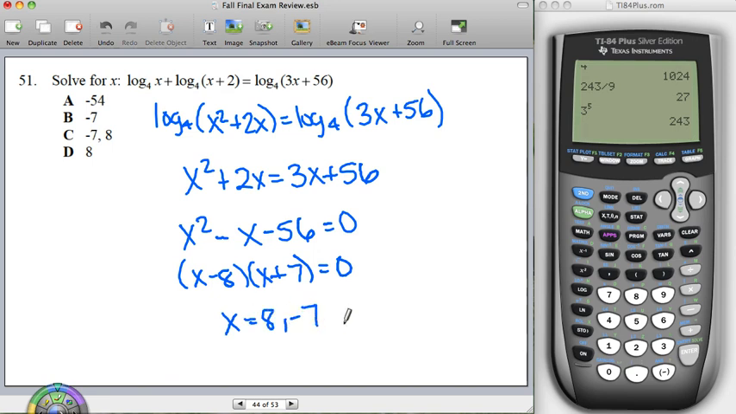Before you say that those are solutions, double check them, just like we had to do with number 50. If I take negative 7 and plug it in, you're taking a log of a negative number. So my solution for 51 is going to be D.